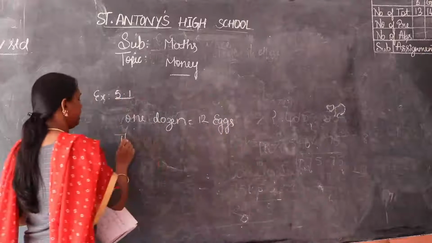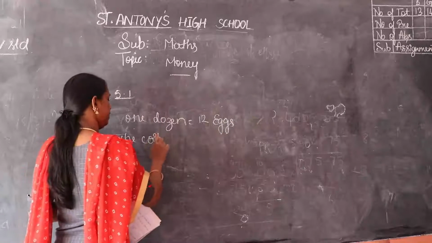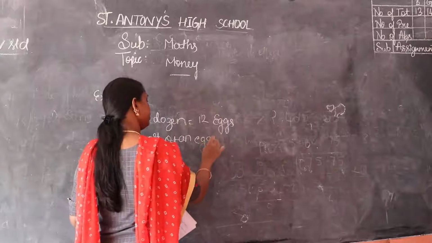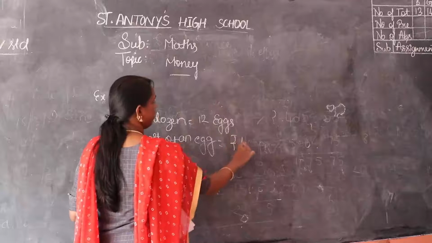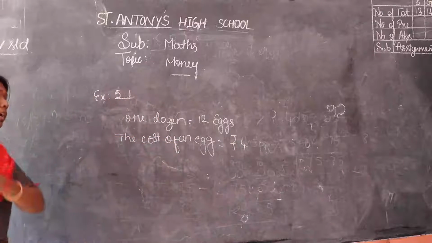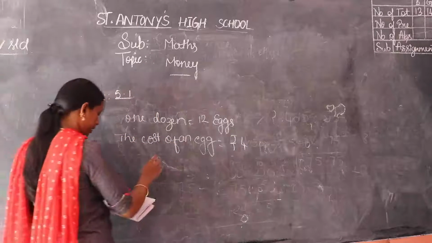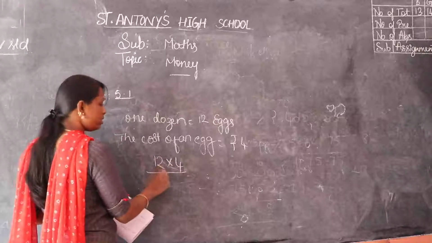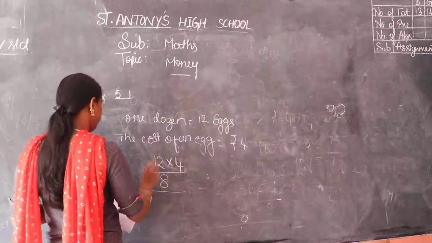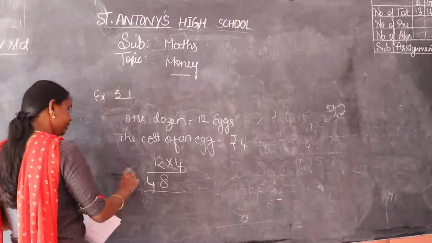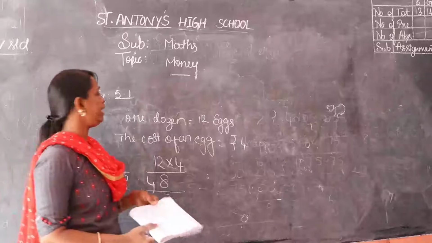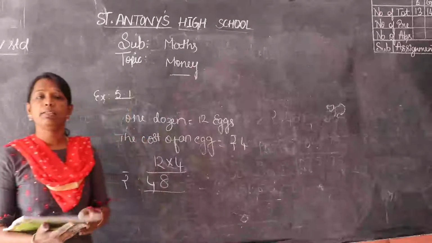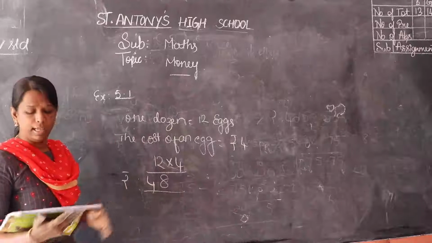The cost of an egg is rupees 4. Now we have to calculate for 1 dozen eggs. Write down 12 into 4. 4 twos are how much? 4 twos are 8. 4 ones are 4. Therefore, the cost of a dozen eggs is rupees 48. To find a dozen, we know children, dozen means 12 eggs.